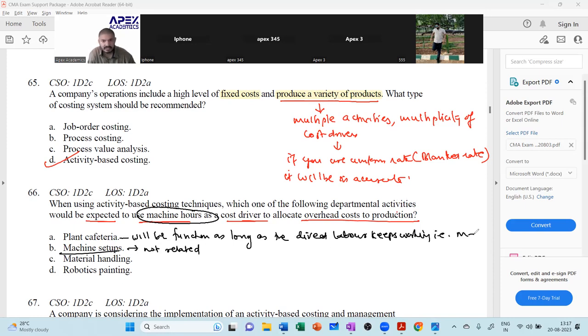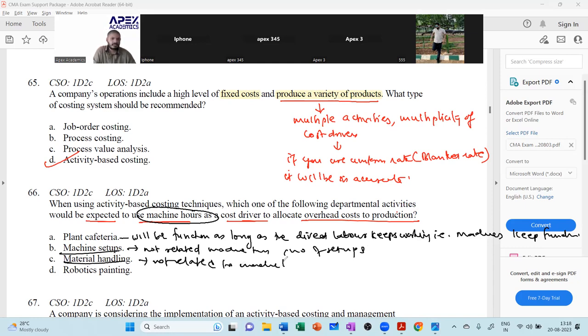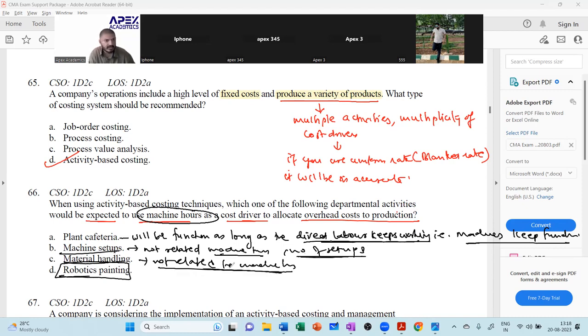Machines keep functioning. Machine setup cost is not related to machine hours. It is related to the number of setups. This is the cost driver. Material handling. It is not related to machine hours. Right? Robotics painting. Now see, it will function as long as machines keep functioning. It is related to material.